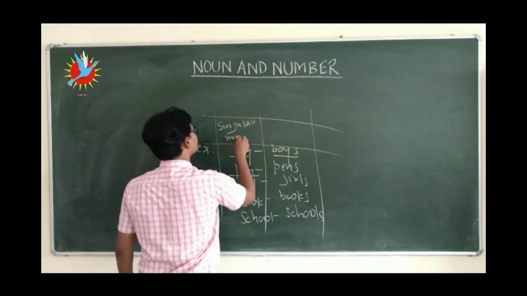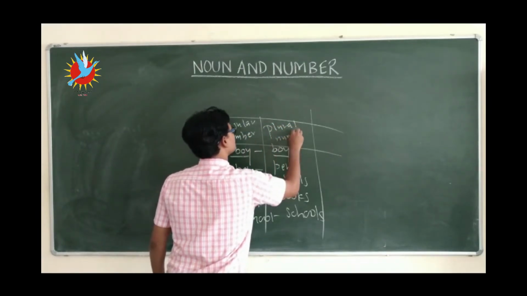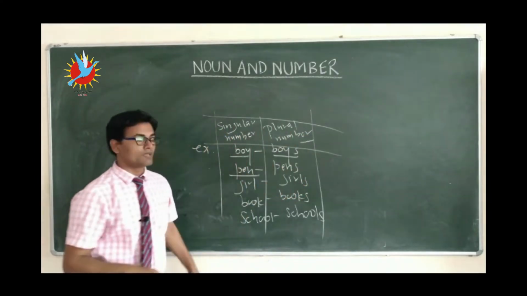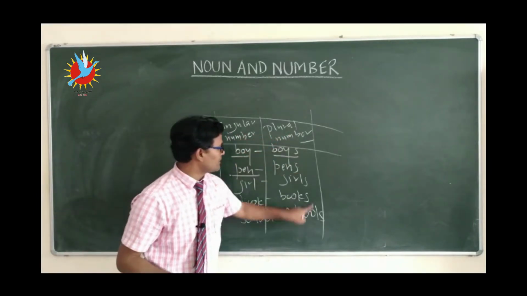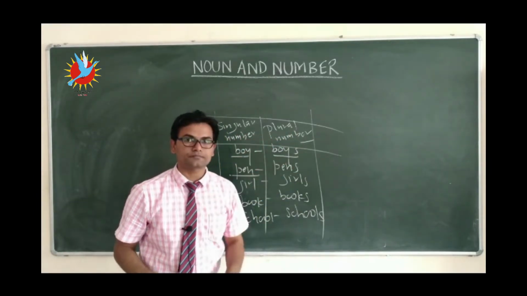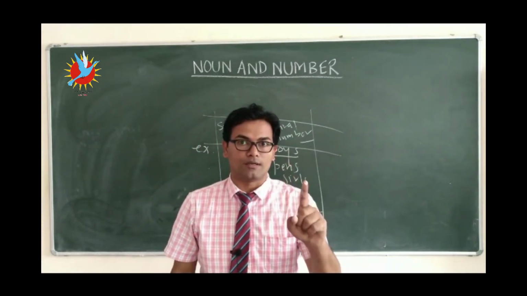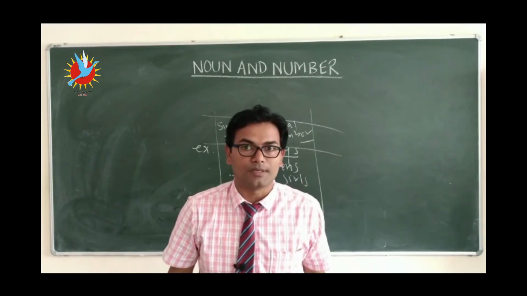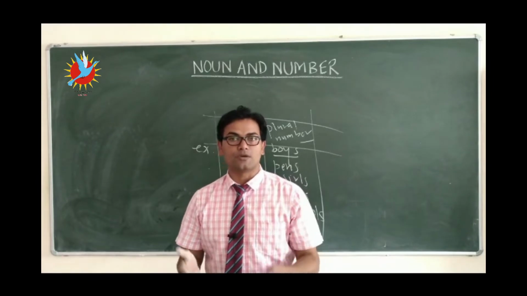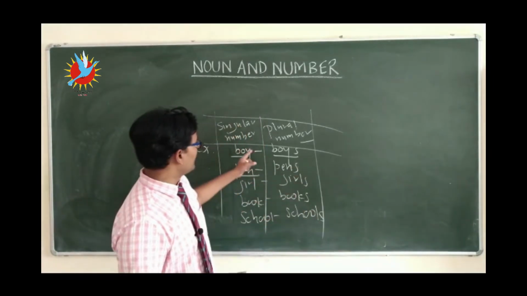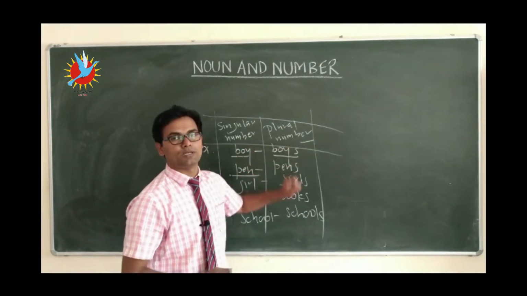Singular number and plural number. So these are the examples of singular number, and here these are the examples of plural number. If a noun tells about one, then it is called singular number. And if a noun tells about more than one, it is called plural number. Here I am talking about one noun, singular number, and here more than one noun, plural number.